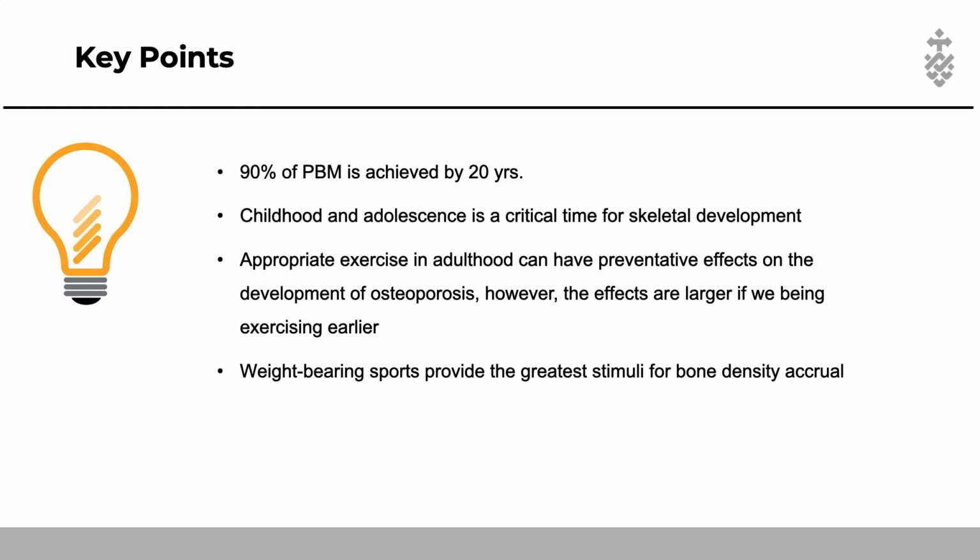All right, so some key points from this bone health part of the lecture. We saw that around 90% of peak bone mass is achieved by 20 years, and the childhood and adolescence periods are the critical time for skeletal development, developing our peak bone mass. Appropriate exercise in adulthood can have preventative effects on the development of osteoporosis. However, the effects are larger if we begin exercising earlier, like in adolescence. And we saw that weight-bearing sports provide the greatest stimulus for bone density accrual, and this follows Wolff's law.